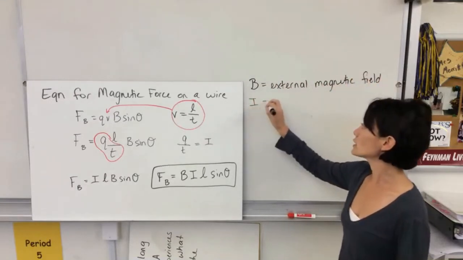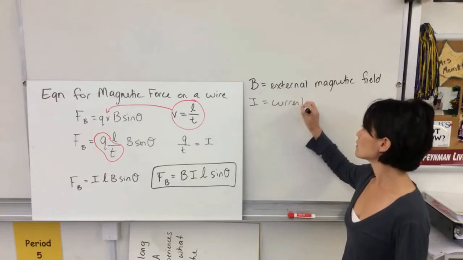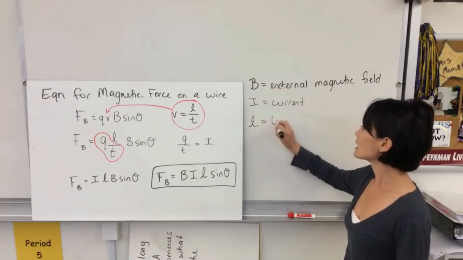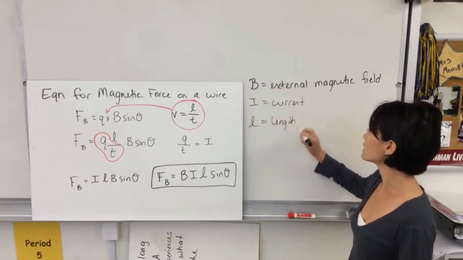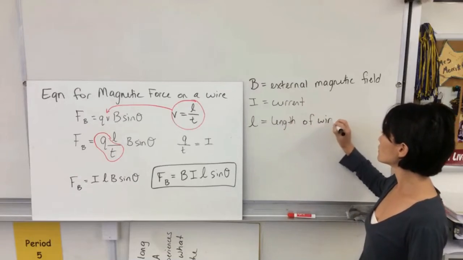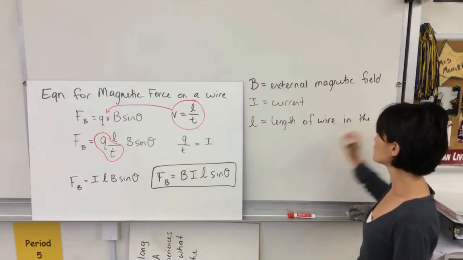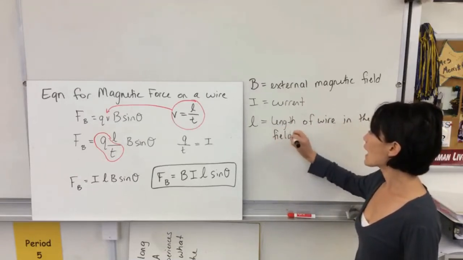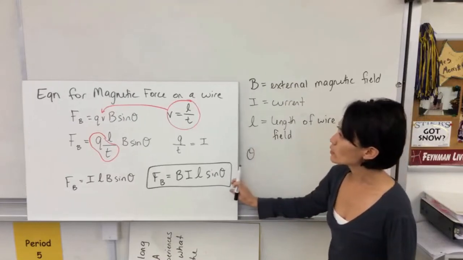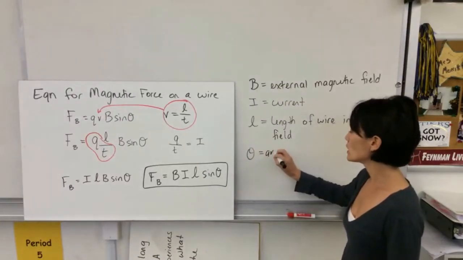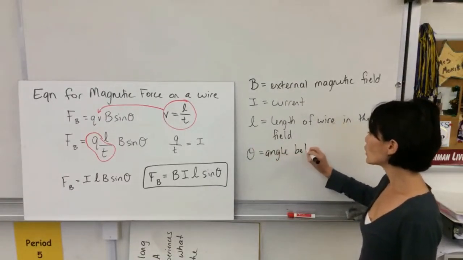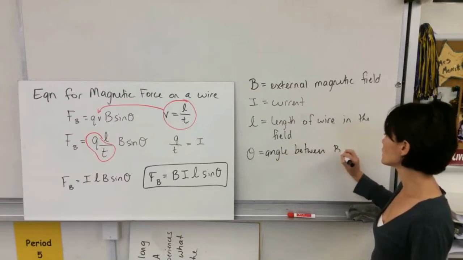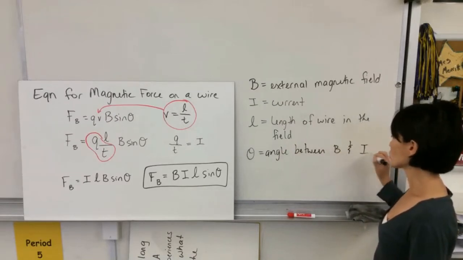I is the current. L is the length of wire in the field. And theta is going to be the angle between the magnetic field and the current, or the length of the wire.